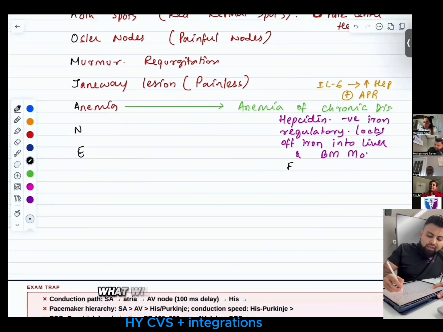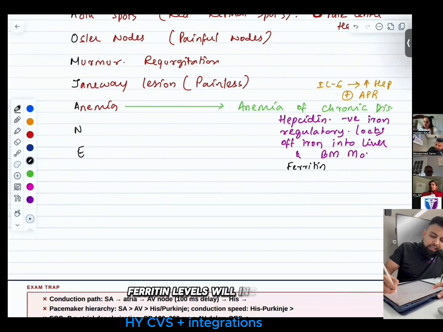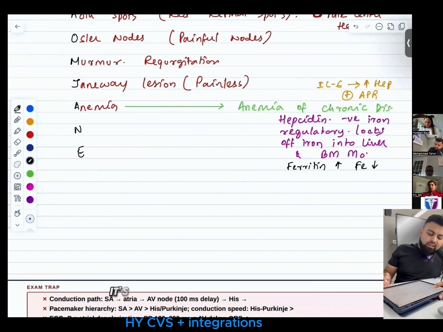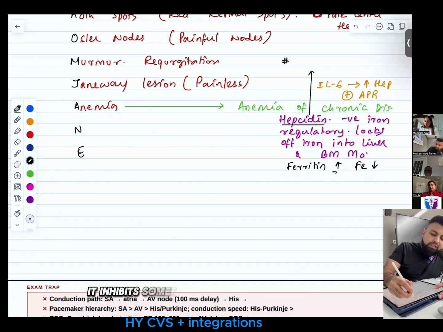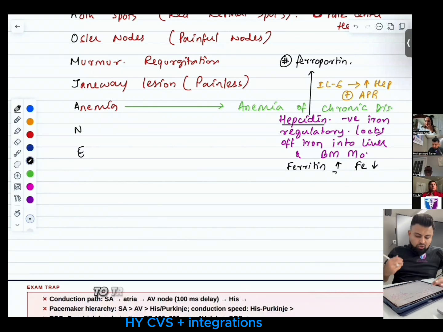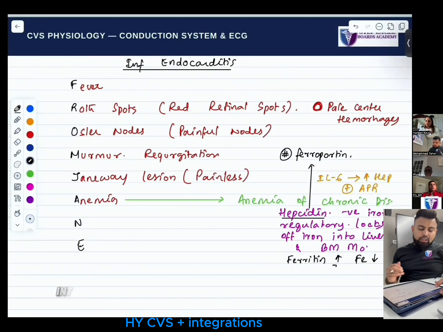So what will happen to my ferritin levels? Ferritin levels will increase, but the serum iron is going to decrease. Now remember, ferritin is inverse to transferrin, that is total iron binding capacity. In fact, hepcidin also inhibits one of the important transporters in the intestine. It inhibits something called ferroportin. Recall ferroportin was primarily responsible to transport the iron from the intestine into the bloodstream.